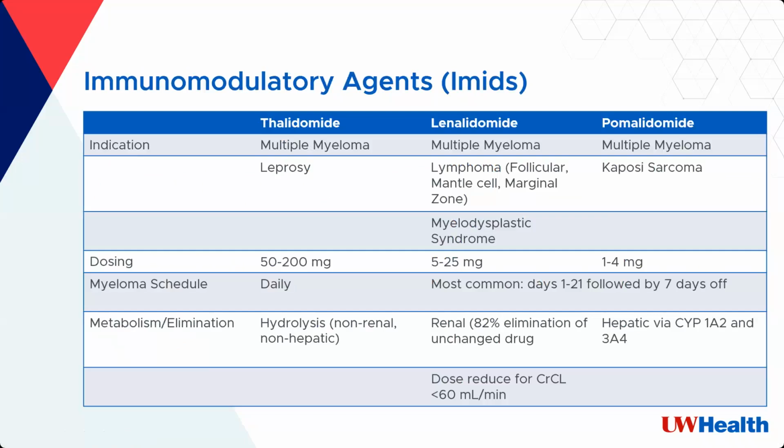Lenalidomide is indicated in multiple myeloma and non-Hodgkin's lymphoma and MDS. Typical dosing is 5 to 25 milligrams, and the most common dosing schedule is 3 weeks on, 1 week off, or another way to say that, days 1 through 21, every 28 days. Lenalidomide undergoes renal elimination, so you do have to dose reduce for decreased creatinine clearance. And then pomalidomide finally is indicated in multiple myeloma and Kaposi sarcoma. Dosing is typically 1 to 4 milligrams, again on that 3 week on, 1 week off schedule. And this one undergoes hepatic metabolism.